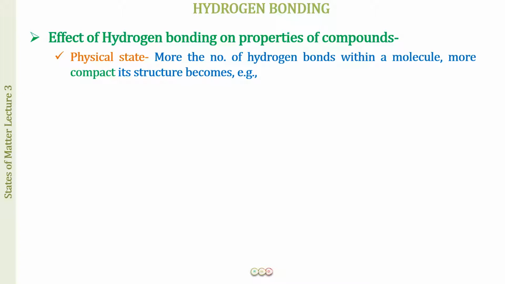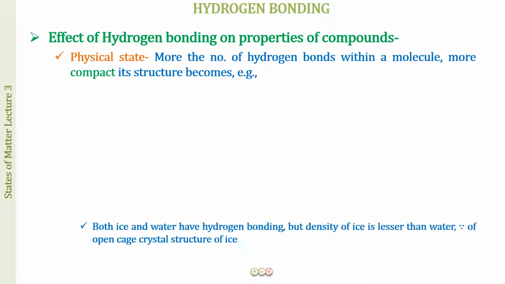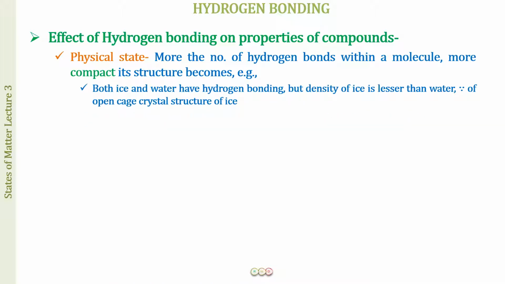For example, the first important example that we can understand is that of water. Water is what we drink. We cannot live without water. And water has its property of being in the liquid state as well as in the solid state because of hydrogen bonding. Right? Both ice and water have hydrogen bonding.